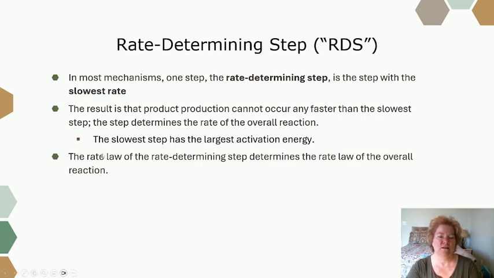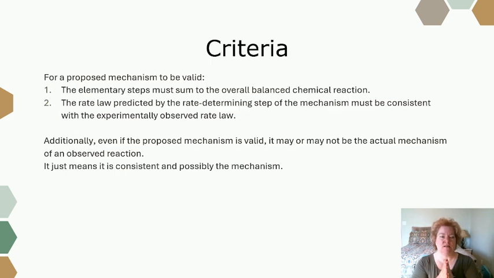So the rate law of the rate determining step would be the same as the rate law of the overall reaction. So I have to determine what's the rate determining step of my proposed mechanism. I have to look at what its rate law would be, and then I have to compare that to the observed experimental rate law for the reaction. And just to remember, the slowest step can be recognized on a reaction profile as the one with the largest activation energy. The higher the activation energy, the slower that step. If we are looking for a proposed mechanism, I need 2 criteria to be true. The elementary steps must sum to the overall balanced chemical reaction.